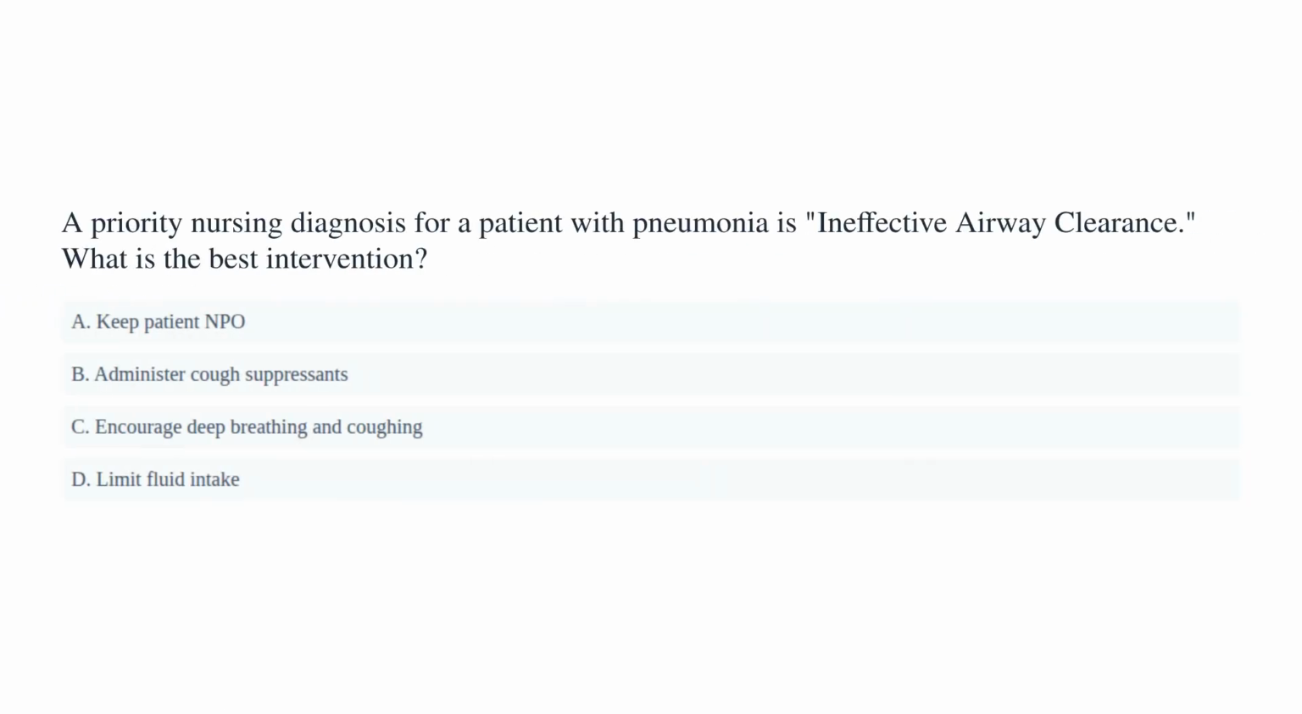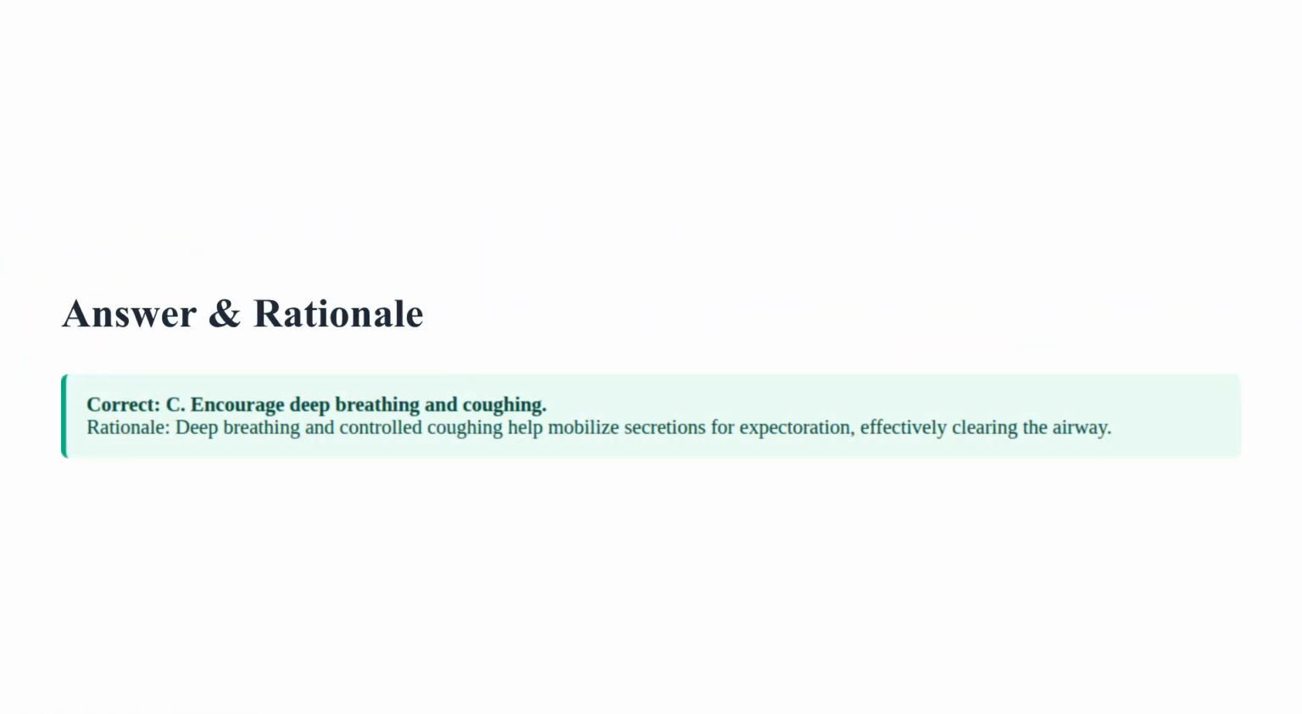A priority nursing diagnosis for a patient with pneumonia is ineffective airway clearance. What is the best intervention? The answer is C, encourage deep breathing and coughing. This helps mobilize secretions for expectoration, effectively clearing the airway.